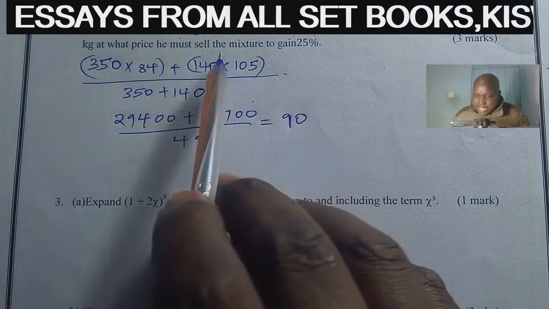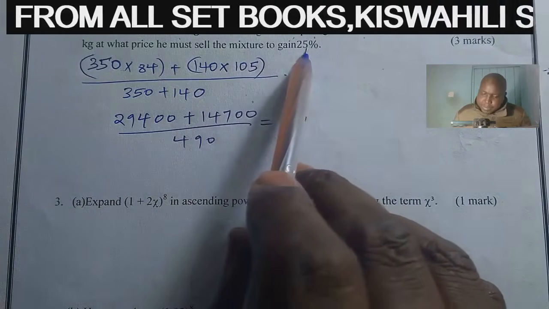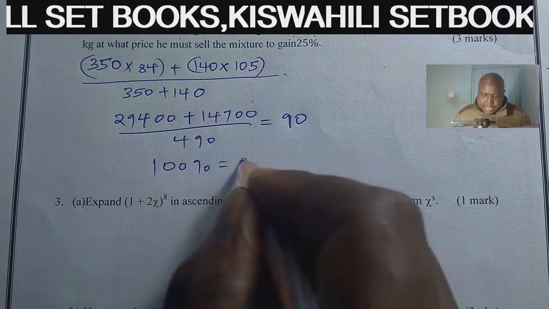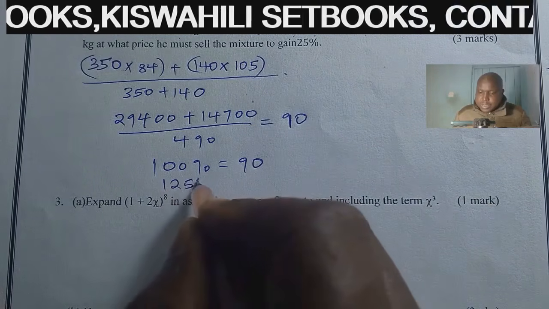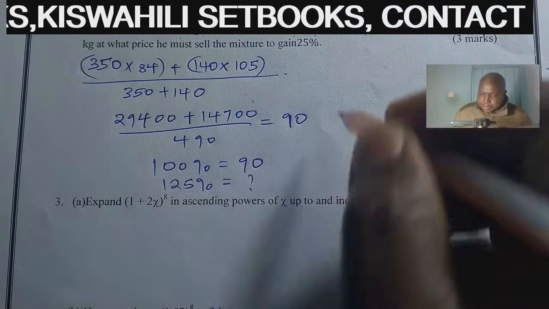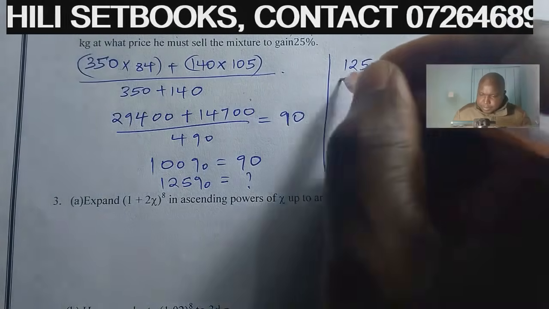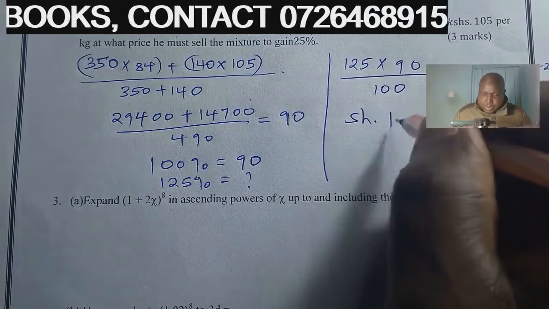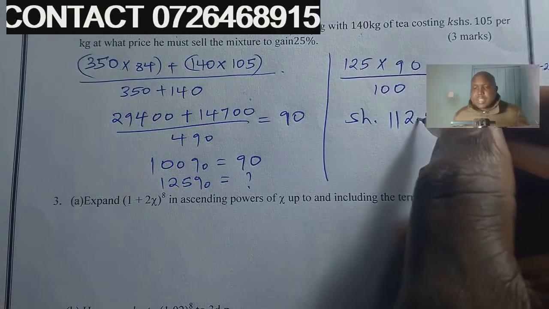At what price will the mixture be sold to gain 25%? So you can say 100% is equal to 90 shillings. 125% will cost how much? It will be 112.5 shillings.